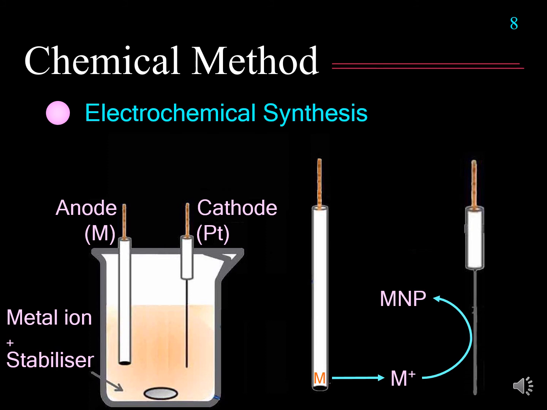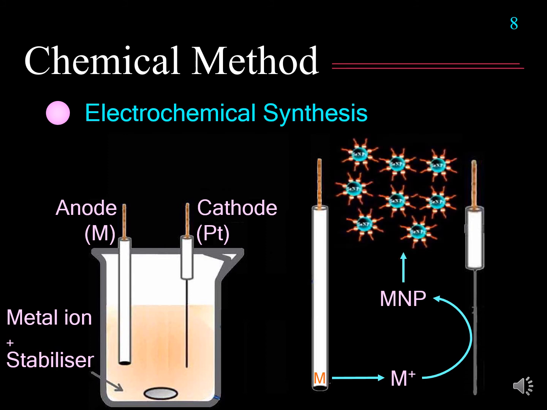Anyway, in our solution, we normally mix a stabilizer into the solution media. The stabilizer can stabilize the metal nanoparticles by a steric effect, or maybe by the electronic effect, electrostatic repulsion. It depends on the stabilizer you are using. So at the end, we have stabilized metal nanoparticles. Okay. So these are chemical methods.